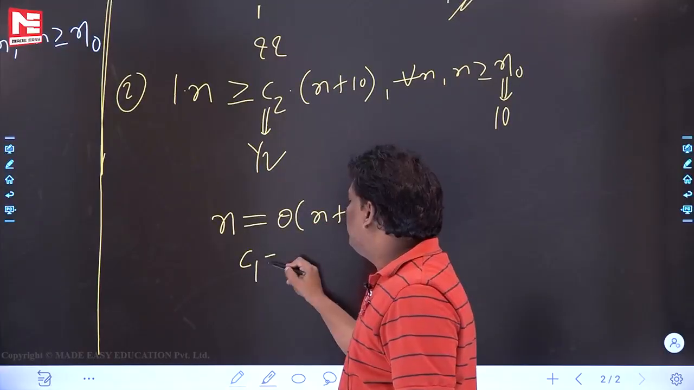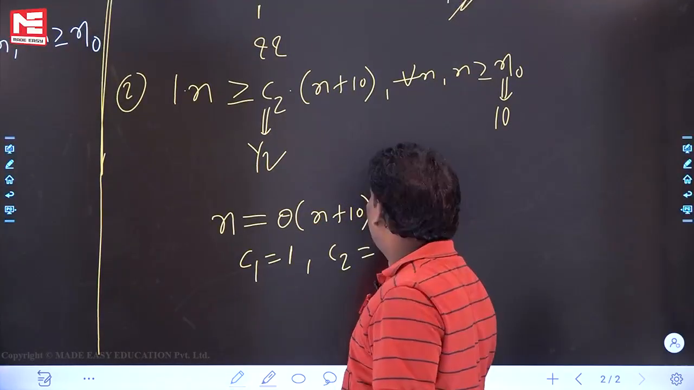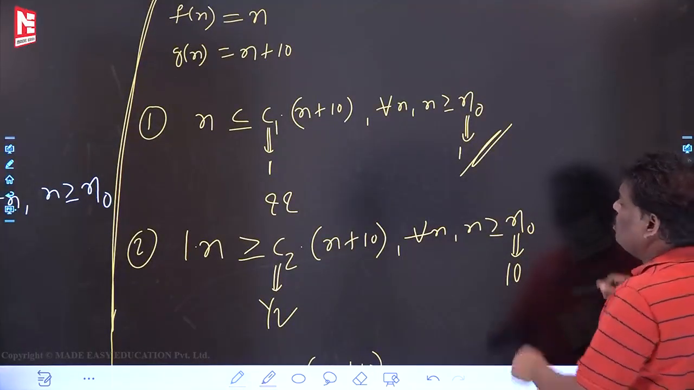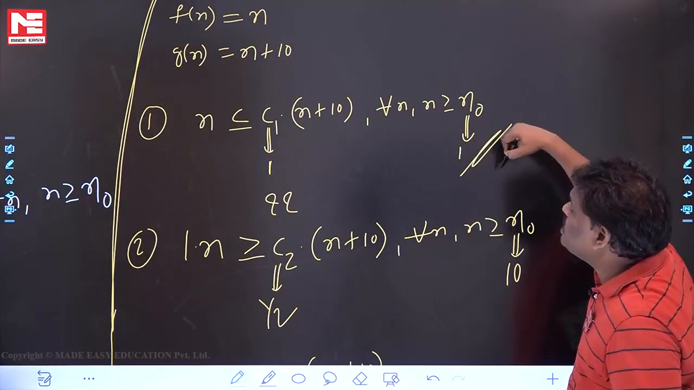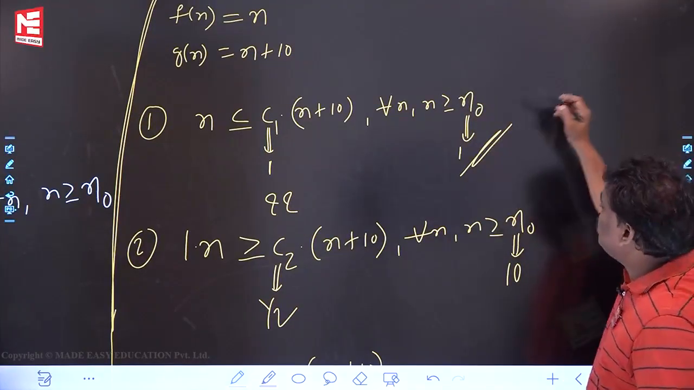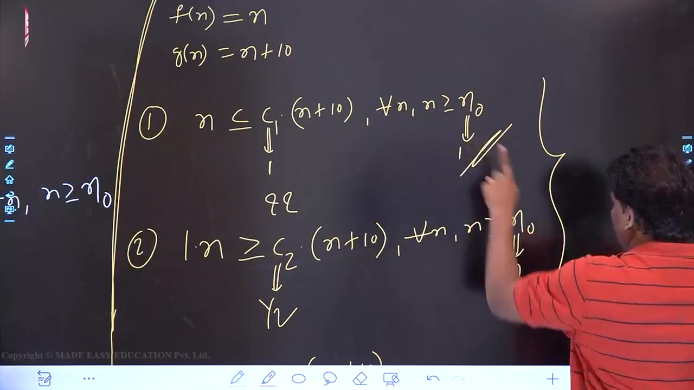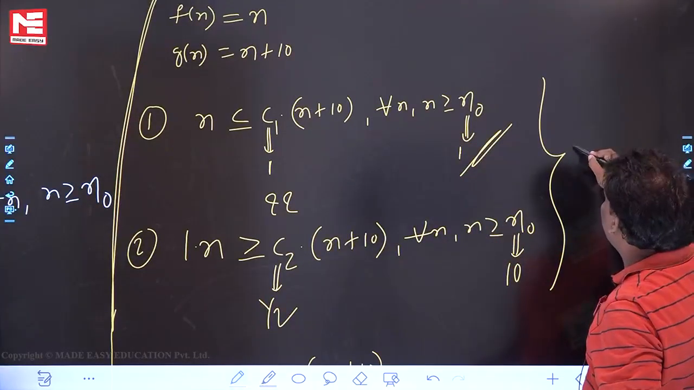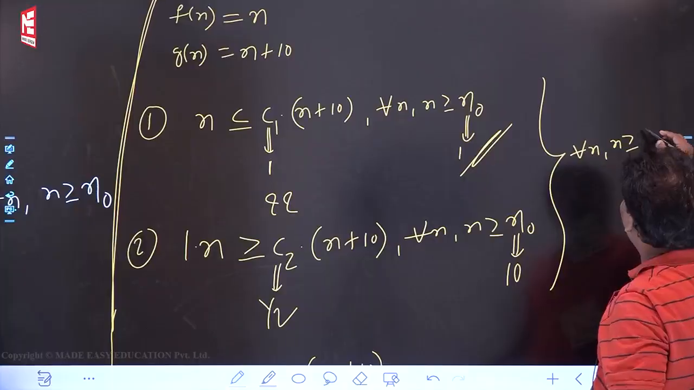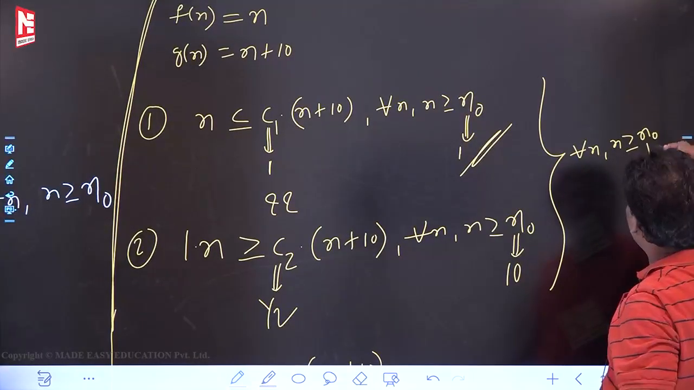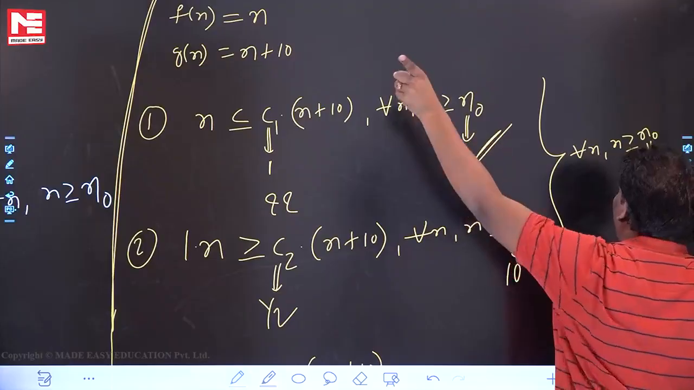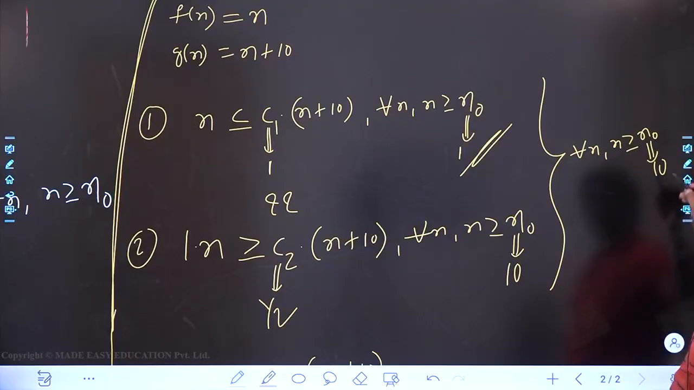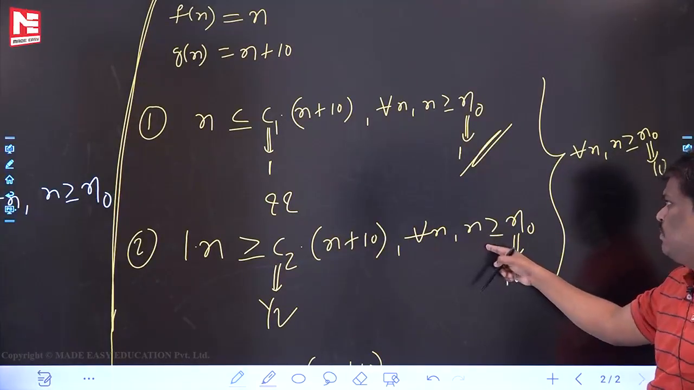For which c1 value big O? 1. Which c2 value omega? 1 by 2. Can you say first one is possible from where? 1. Second one is possible from where? 10. First one is possible from 1, what is the meaning? 1 onwards everywhere possible. Here, 10 onwards everywhere possible. Combinedly both are possible from where? Let me write, for all n where n is greater than or equal to, what is the n0? 10 onwards. n0 is 10. One is from 1 onwards everywhere, the other is from 10 onwards everywhere. Both combinedly from 10 onwards everywhere. If I say 1, omega does not pass at 1, but big O will pass.